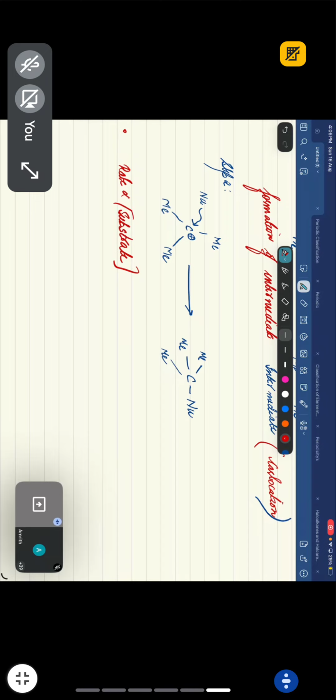Now write down. So what is the order here? Order is 1. Why is the order 1? Because it only depends upon the substrate. What do you think? What is the molecularity? All of you write down. Molecularity also equal to 1. Order is 1, molecularity is 1.